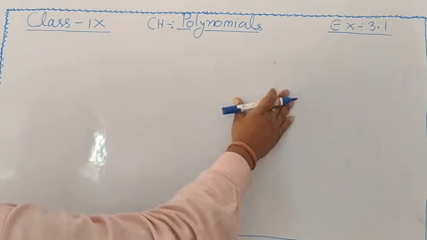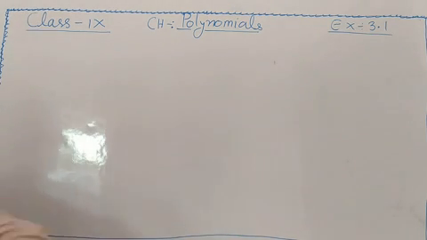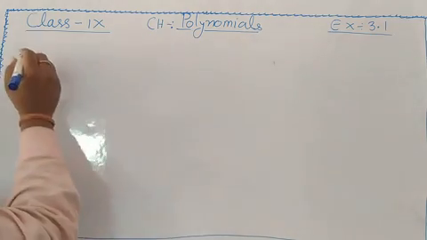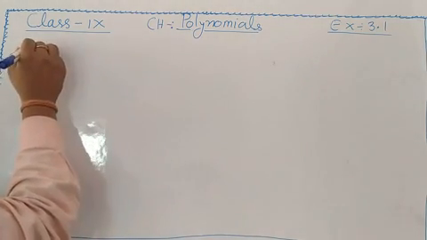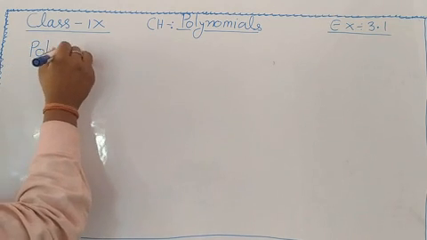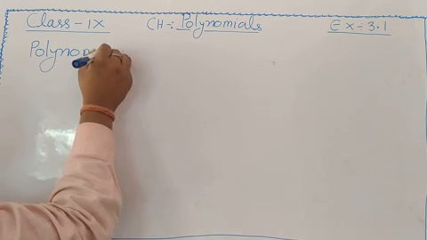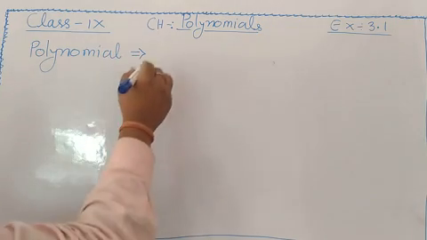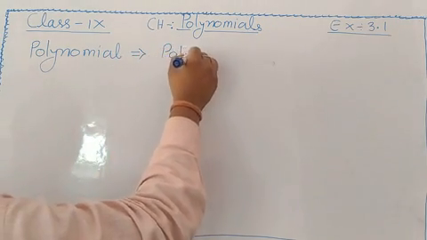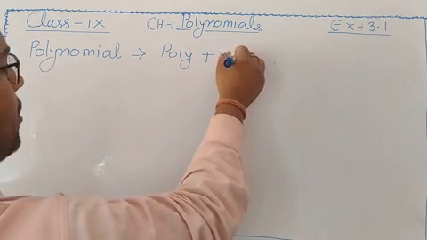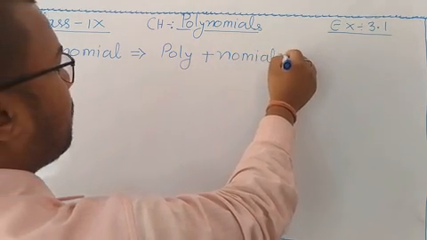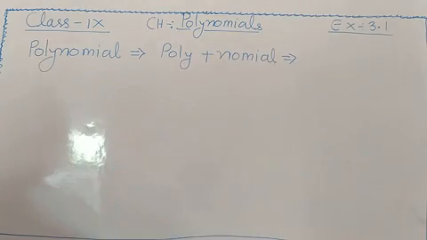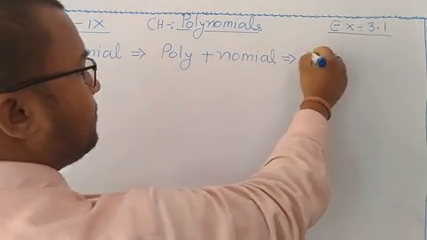Polynomials are related to algebraic expressions. We are studying algebraic expressions in class 9th also. So first of all, define polynomials. Polynomial means poly plus nomial. Poly means many, nomial means term. Many terms.